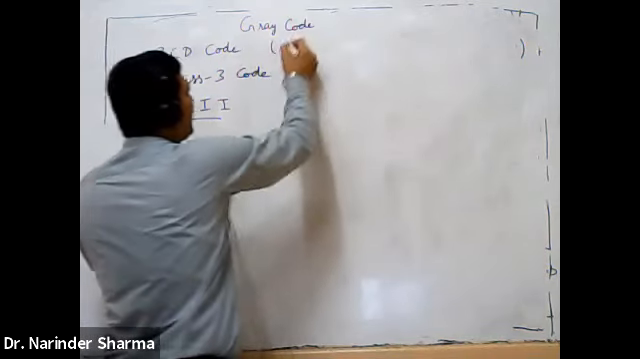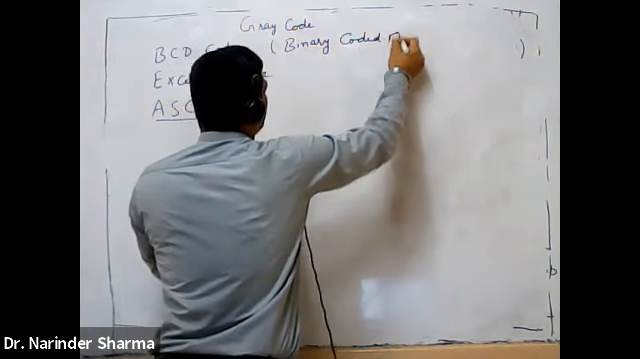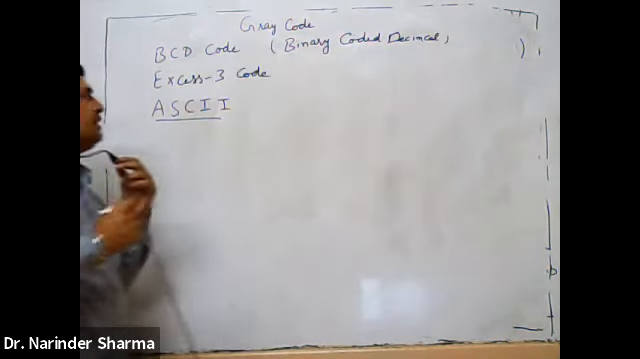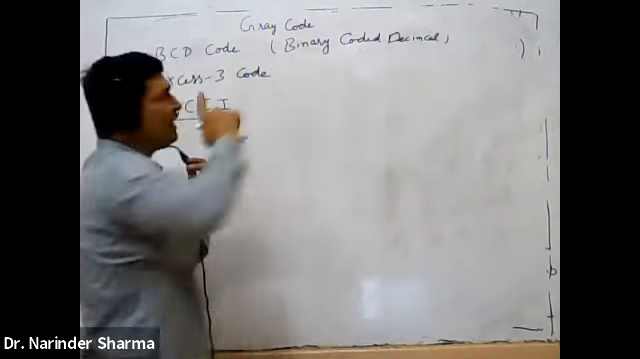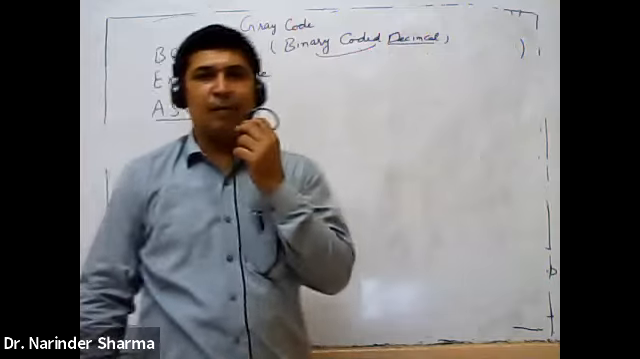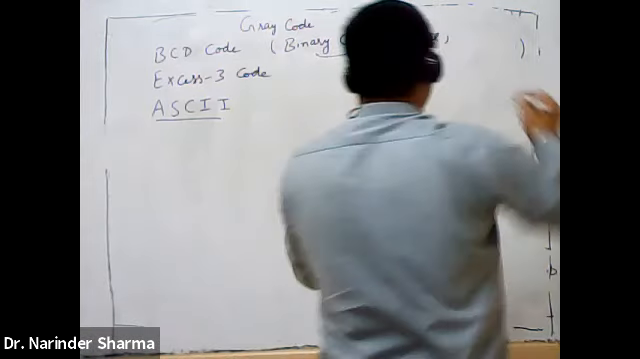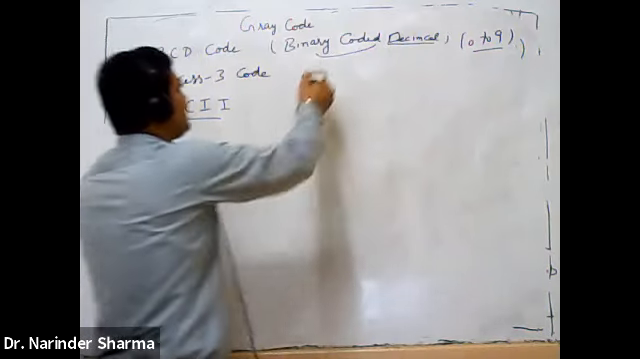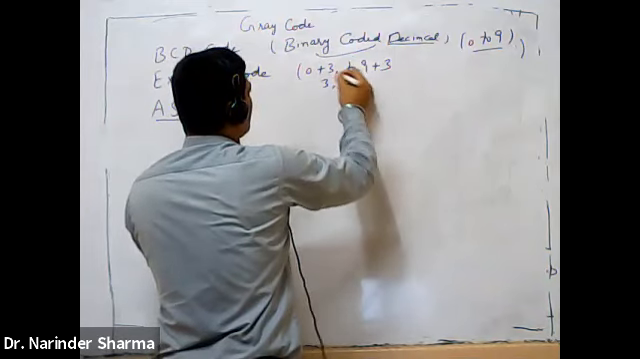BCD stands for binary coded decimal. As for Excess-3, its name itself says so. So we all know that in the decimal number system we write from 0 to 9, and we can compose any digit by using these 0 to 9. So Excess-3 is 0 plus 3, 9 plus 3, which means 3 to 12.